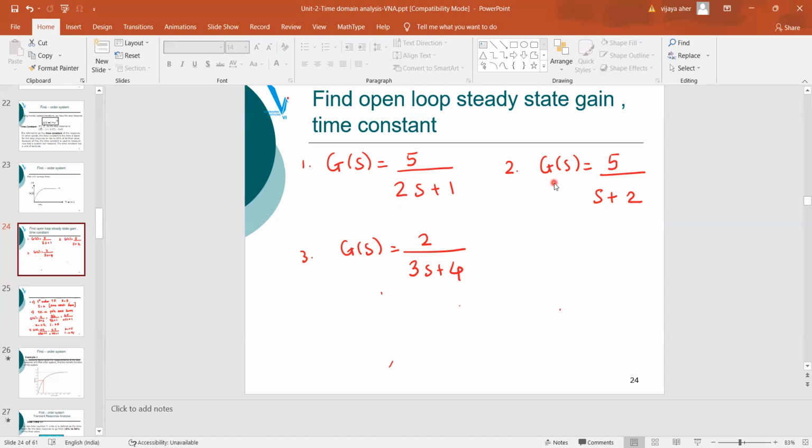Transfer function is given for first order system. G of s is equal to 5 divided by s plus 2. Now this transfer function is in pole zero form. This is zero, this is pole. So the second transfer function equation is in pole zero form, right?